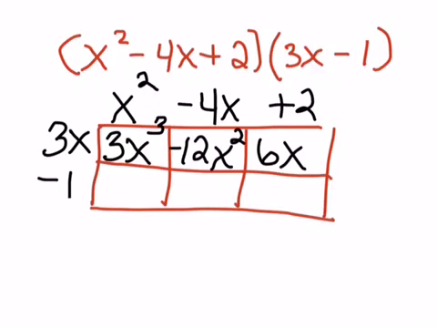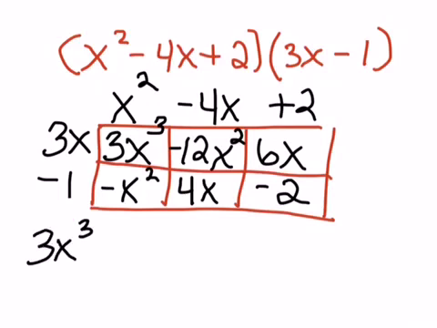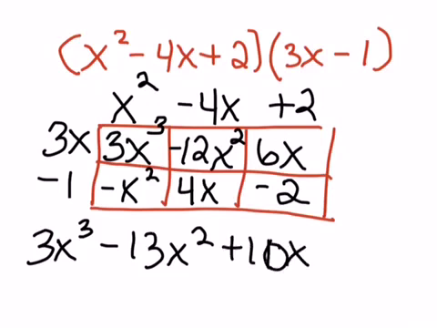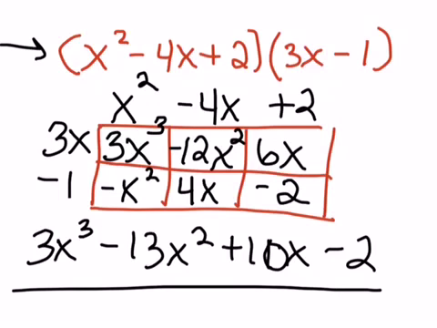So I'm going to fill in the bottom row to give me negative x squared. Negative 1 times negative 4 is positive 4x, and negative 1 times positive 2 is negative 2. So combining my like terms, I'm left with 3x cubed, negative 12x squared minus another x squared is negative 13x squared. 6x plus 4x is plus 10x, and then minus 2. So the beginning question, the trinomial times the binomial, gives me 3x cubed minus 13x squared plus 10x minus 2.